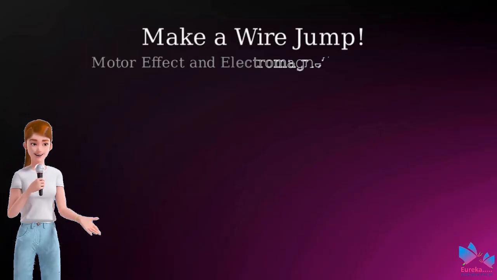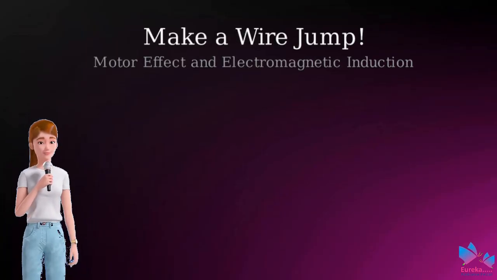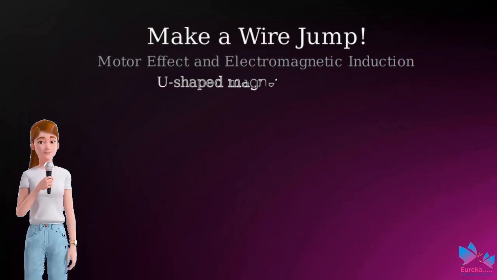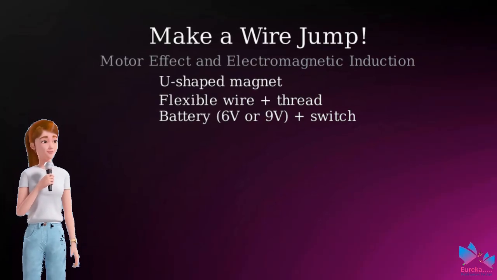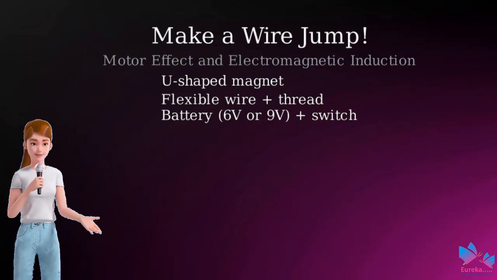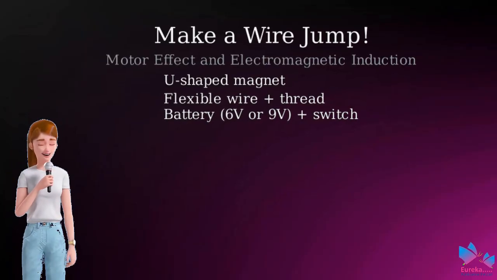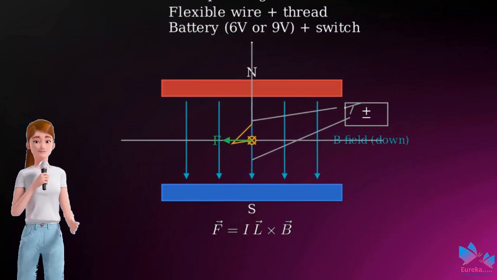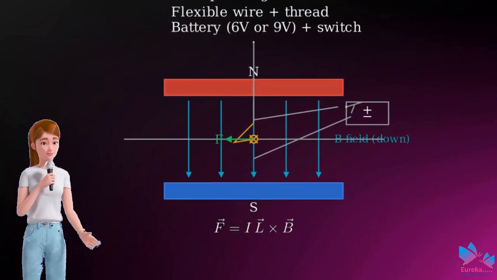Make a wire jump. Let's see the motor effect in action. Then discover how motion can produce electricity too. What you need: a strong U-shaped magnet, a piece of flexible wire, a 6 or 9 volt battery, a switch, and a thread. Hang the wire with a thread so that part of it dangles freely between the magnet poles.